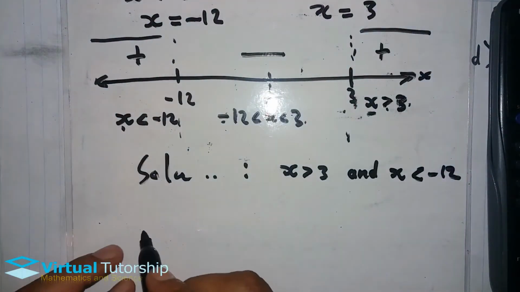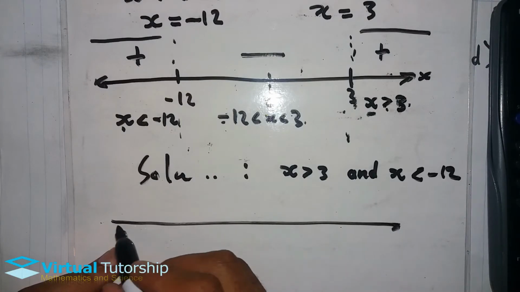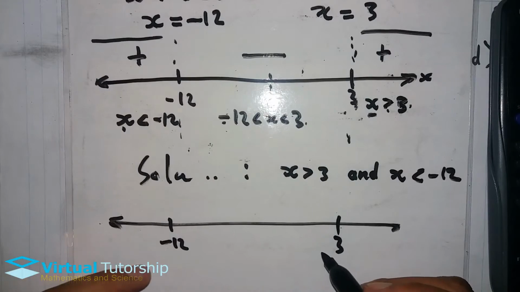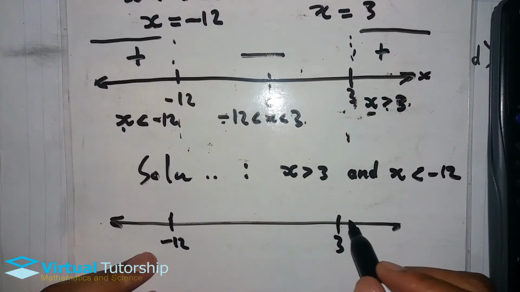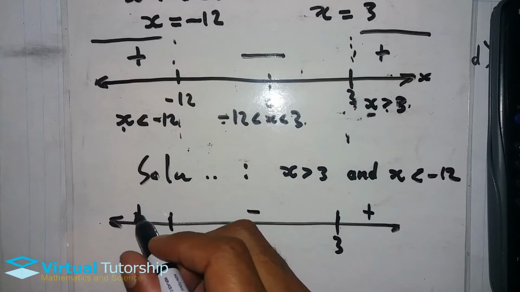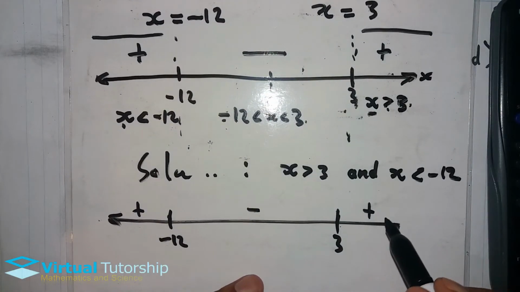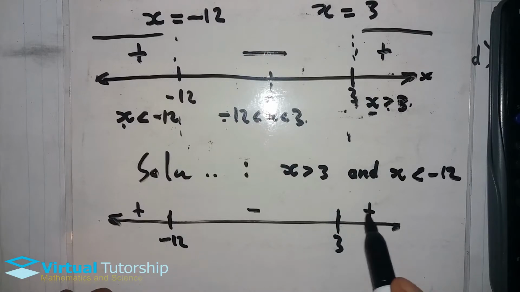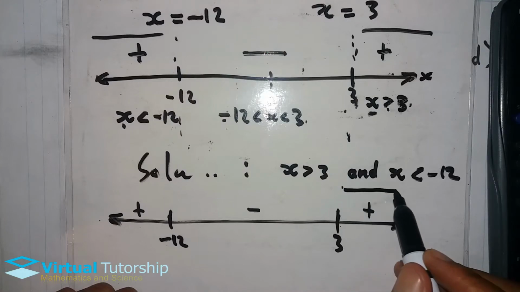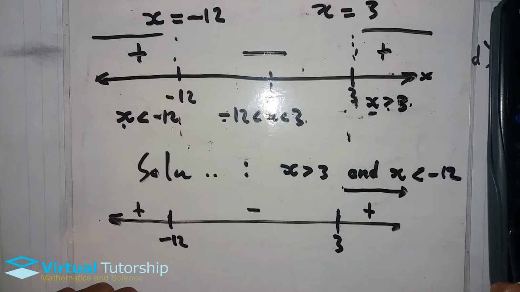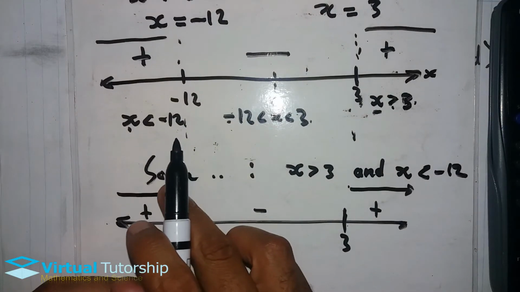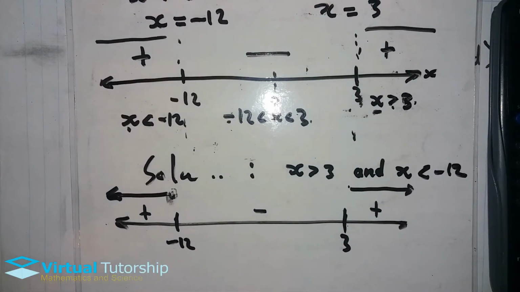So I see it got messed up here, I'm going to redraw this number line. It's -12 and 3. So on this side it's positive, on this side it's negative, on this side it's positive. So where are my solutions? All the x values greater than 3, and then every value that's less than 12.